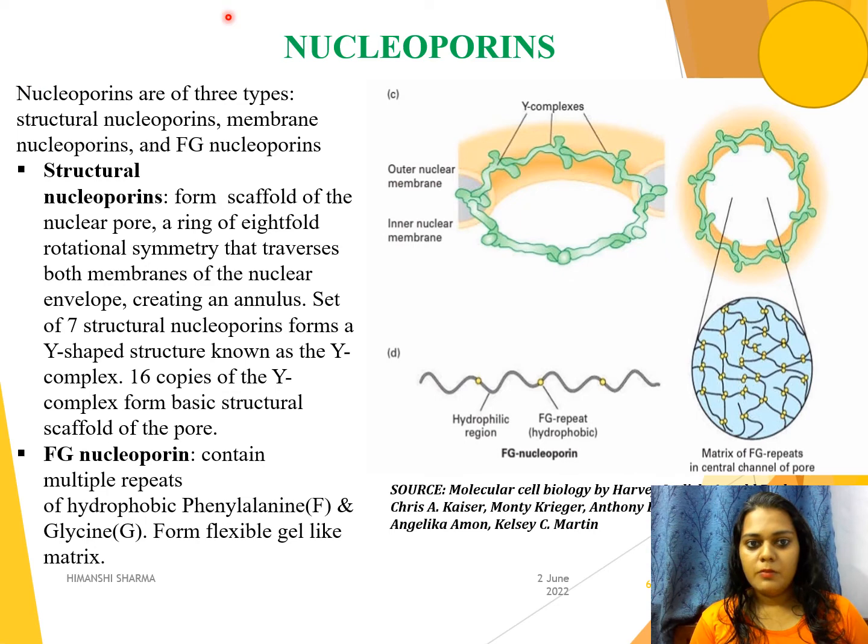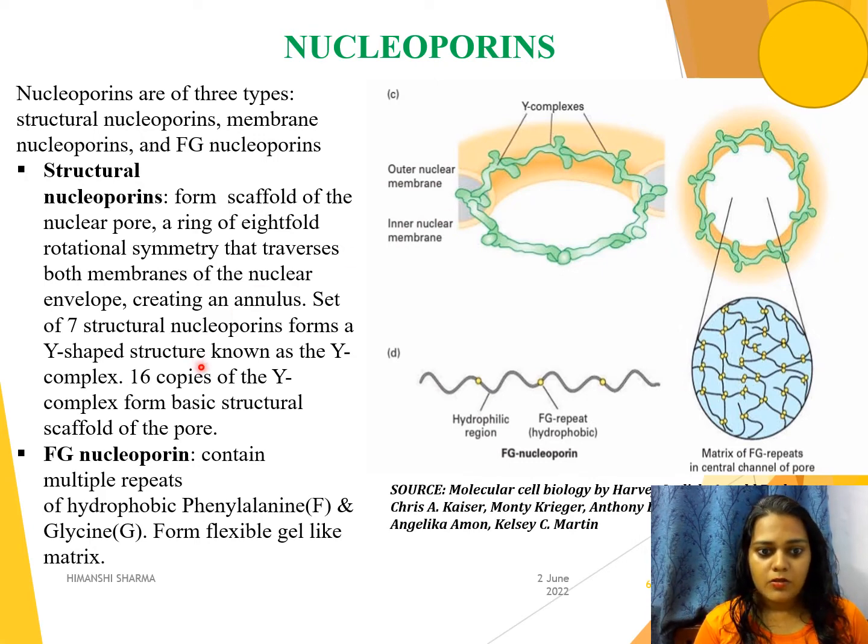Now we will have a bit more discussion on nucleoporins. There are three types of nucleoporins: structural, membrane nucleoporins, and Fg nucleoporins. Structural nucleoporins: there is a set of 7 structural nucleoporins that form Y complexes. These structures form a Y-like structure, and 16 copies of the Y complex form the basic structural scaffold of the pore. Now there are Fg nucleoporins. F stands for phenylalanine, G for glycine, and they form a flexible gel-like matrix.